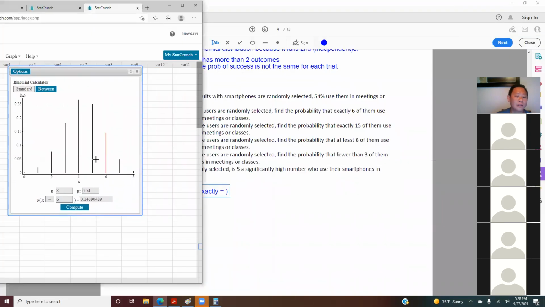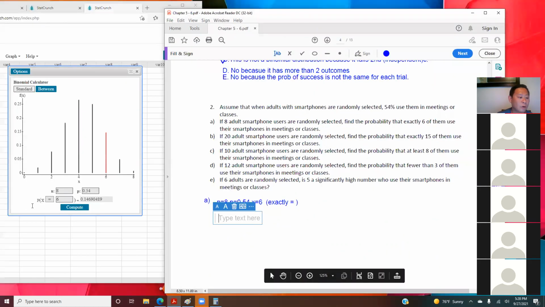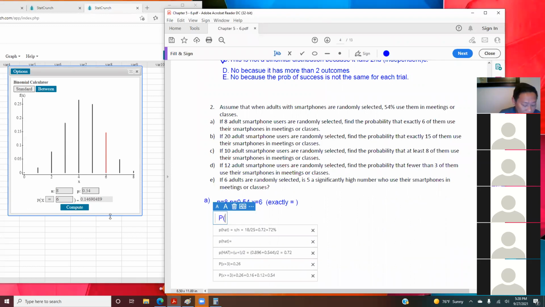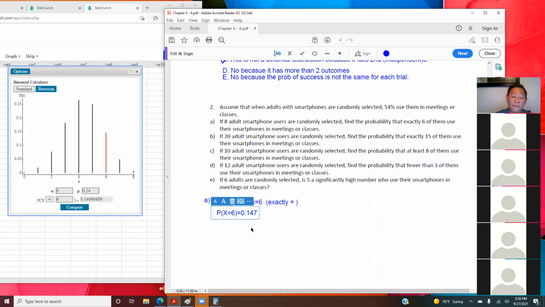So we are using this a lot in this class. So how do you write this in your homework, in your test? Copy down the whole thing. Capital P, parentheses, X equals 6, close the parentheses, equals 0.147, something like that. So this is how you write this in my test to get full points, this whole thing. If you just give me 0.147 in your test without writing the one at the back, you won't get the full points.